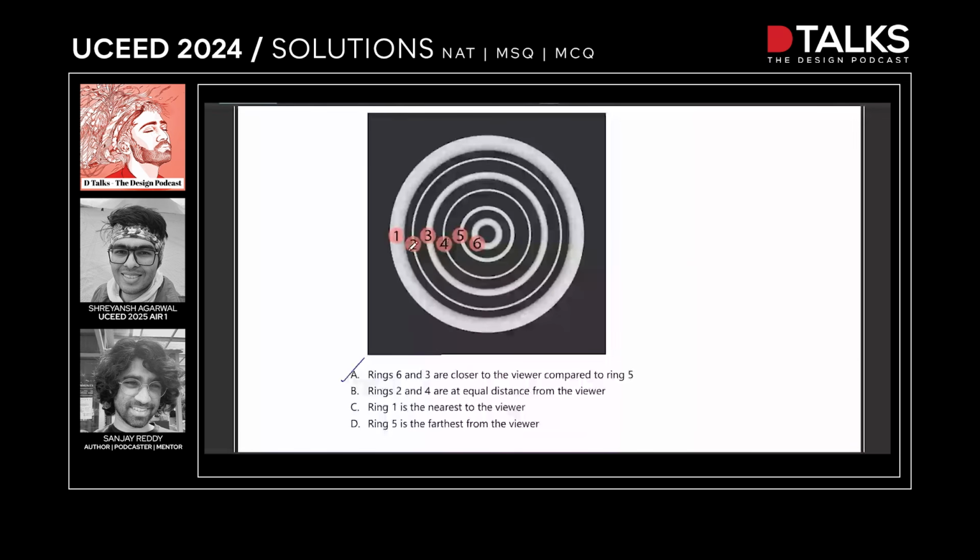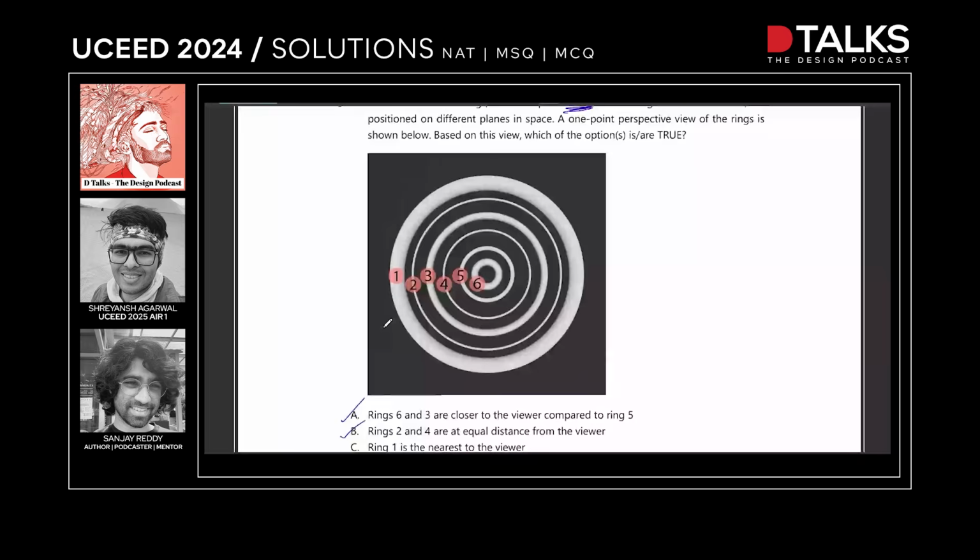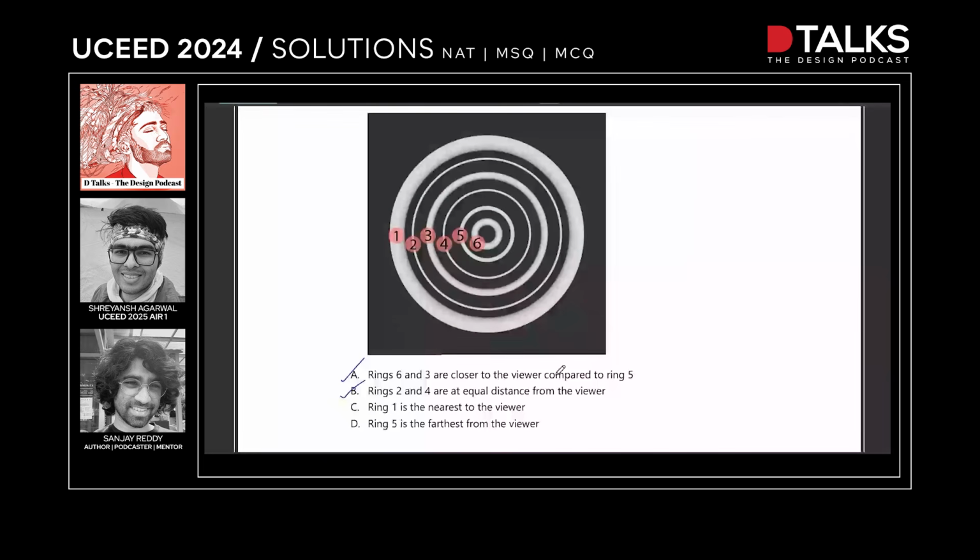2 and 4, these two are the same thickness. So they are at the same distance. Correct. That means B is correct. Then option C. Ring 1 is nearest to the viewer. That is also correct since ring 1 is the thickest one. Correct. D. Ring 5 is the farthest from the viewer. That's wrong because 4 is thinner than 5. So the answer is ABC.